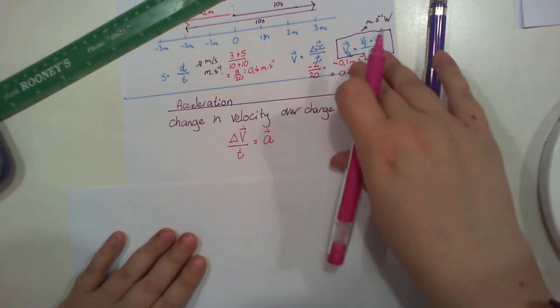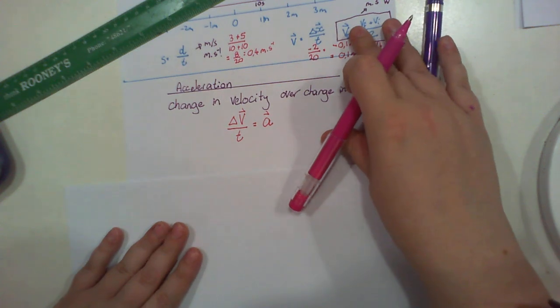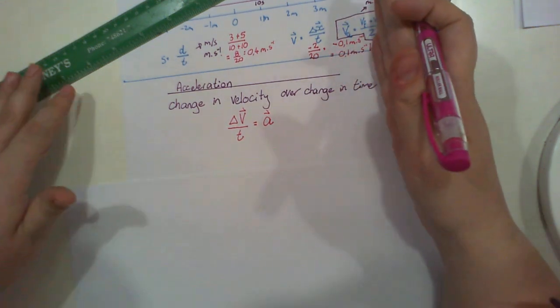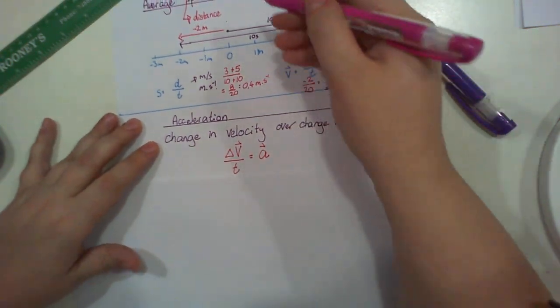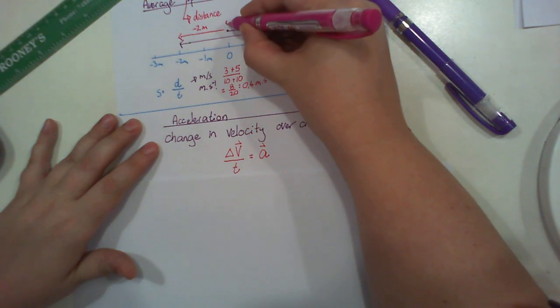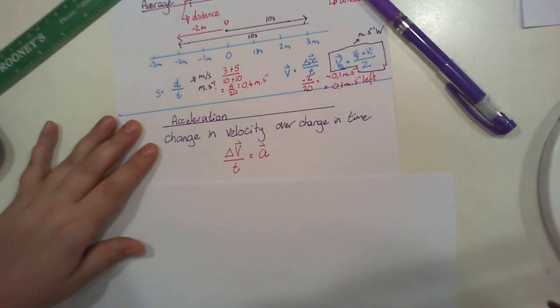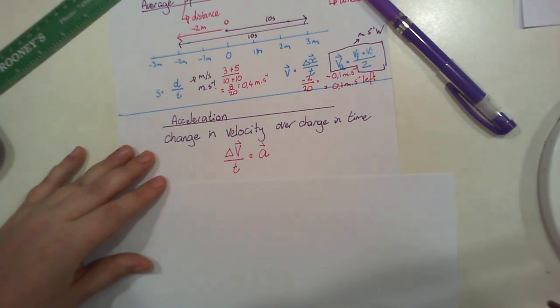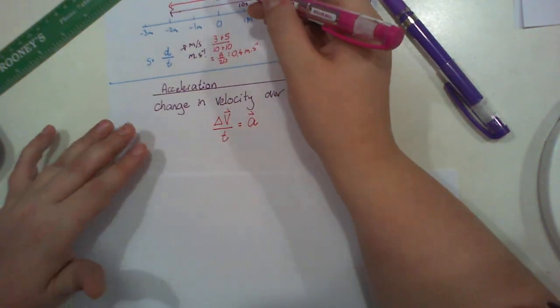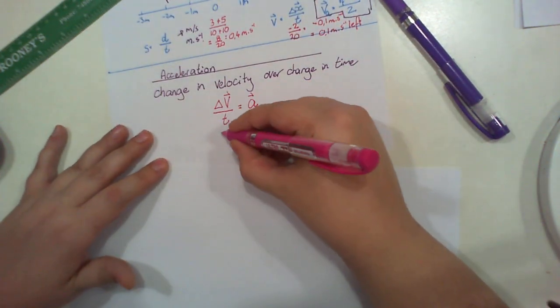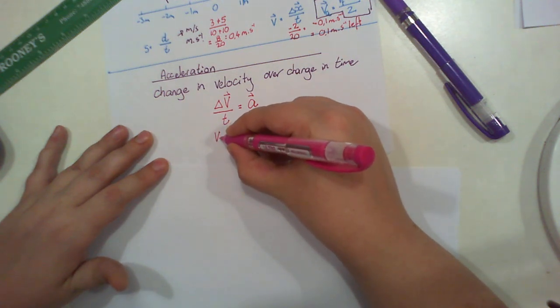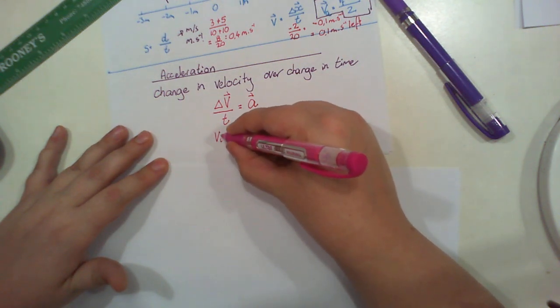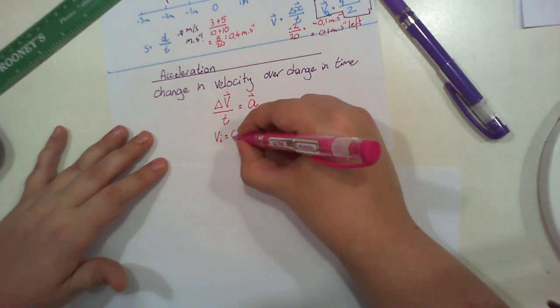For example, let's use our previous example. We will say that your initial velocity was 0 because he was not moving and then he started walking. So our initial velocity was 0, wasn't it? Let's write down what we know.